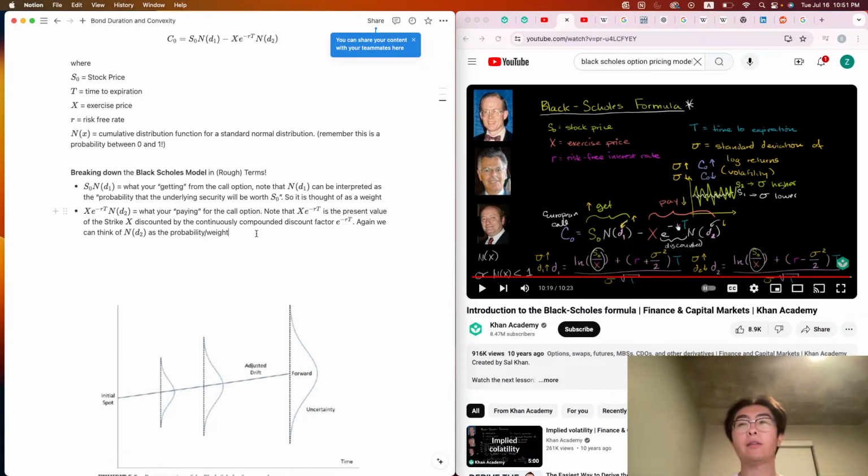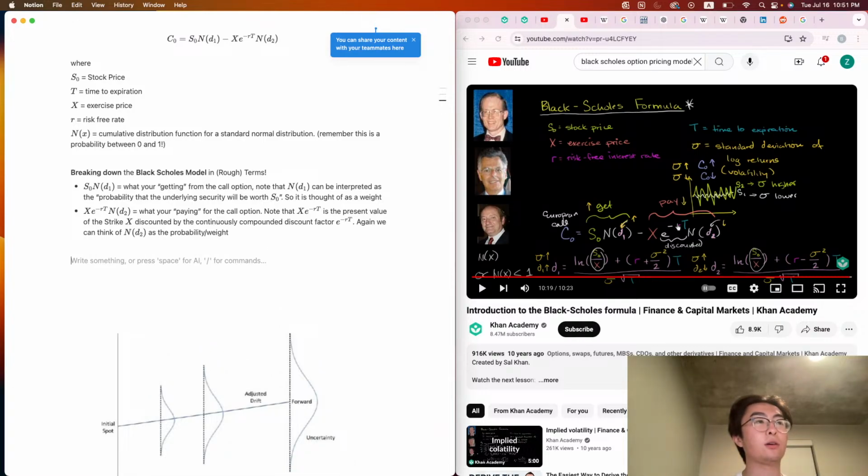Okay, so now that we've broken it down, so hand-wavy effects of volatility.